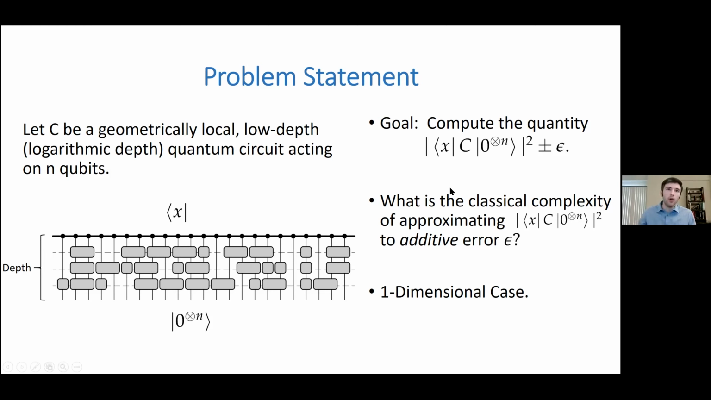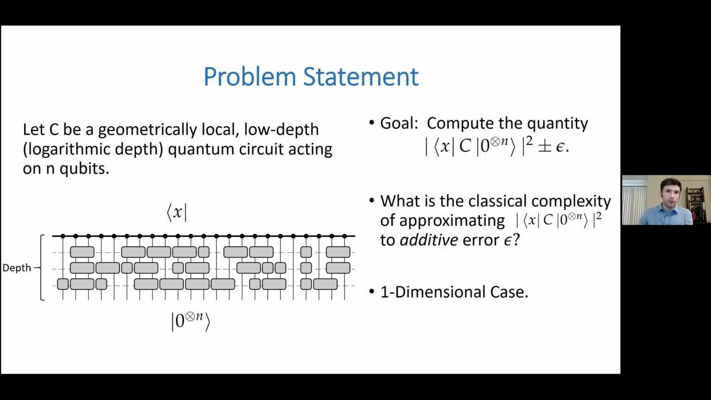All right, and our goal is to approximate this quantity. So this is the probability that if you start with the all zero state, act on it with this geometrically local low depth circuit, which I'm going to call C, and then measure in the computational basis, you get the bit string X as the output. All right, so our goal is to approximate this output probability additively, to within an additive error epsilon.